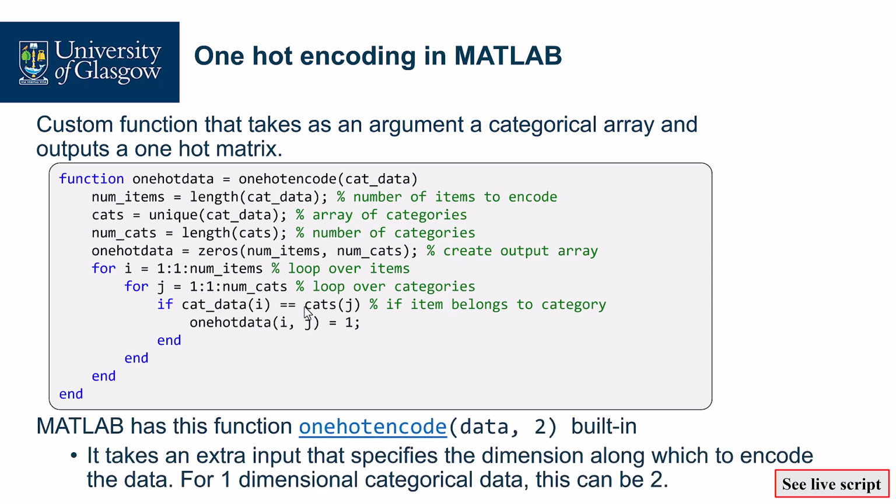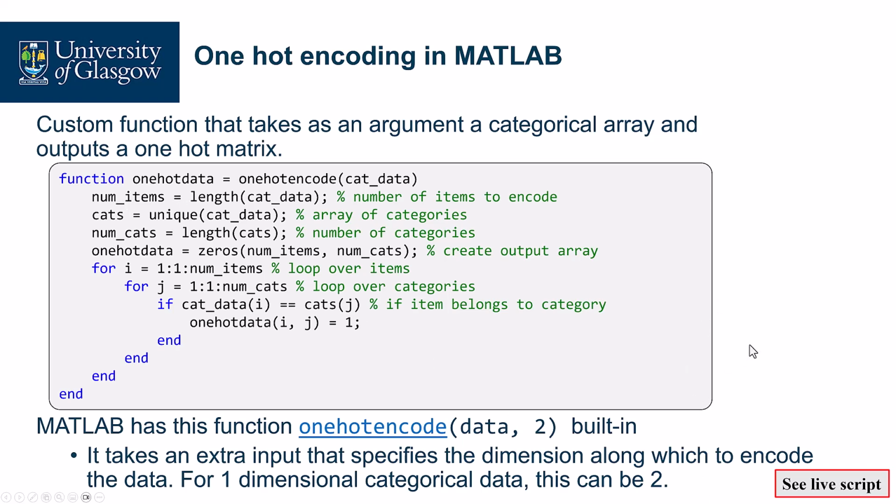So MATLAB has its own built-in function, we call one-hot encode. Here is a hyperlink, so you can see this help file is here. This data is the same as this category data. This 2 is another argument, telling you what the dimension of the output one-hot data is. It at least needs to be larger than the dimension of the category data. So for example, if this is one-dimensional categorical data, then this should at least be 2.